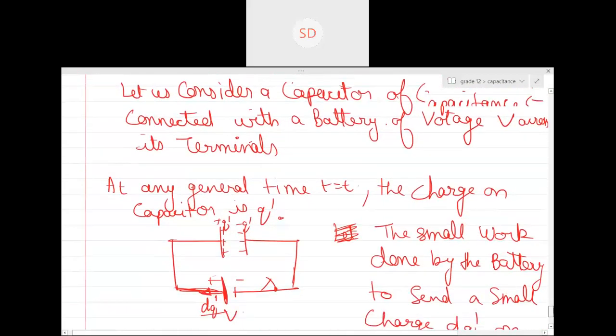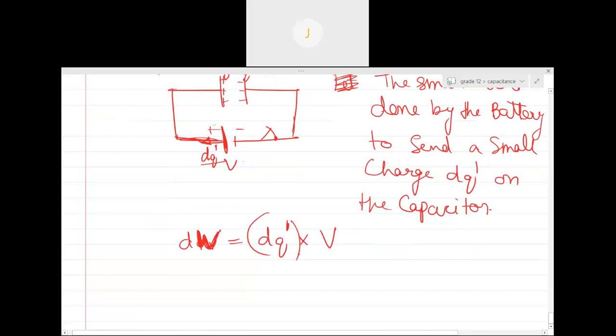So what will happen over here? No, this is the work done by the battery. I want to do it across the terminals of the capacitor. This VA minus VB will be equal to Q dash divided by C. So I am sending dq dash on the capacitor.